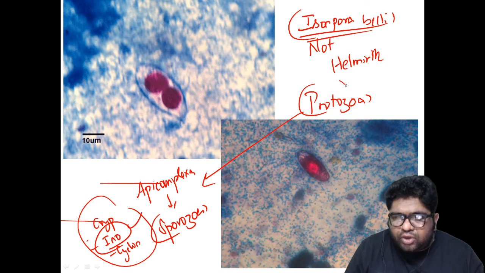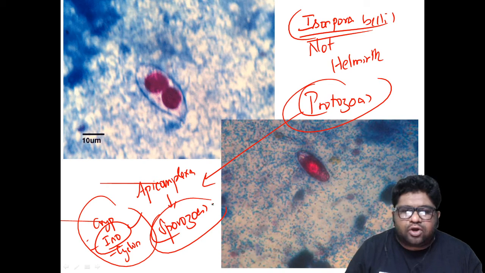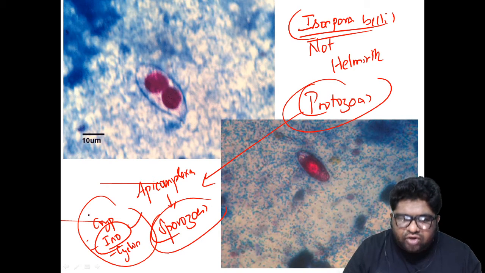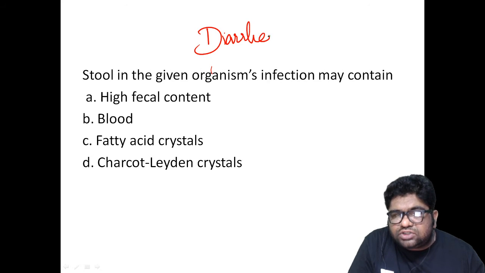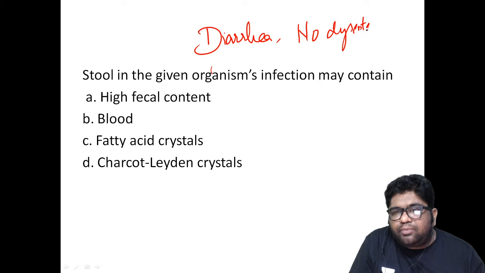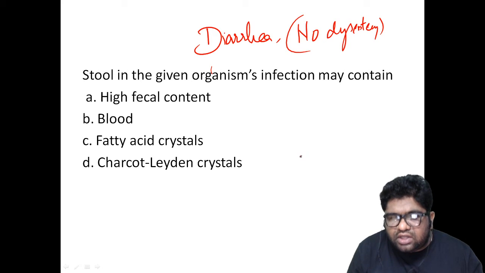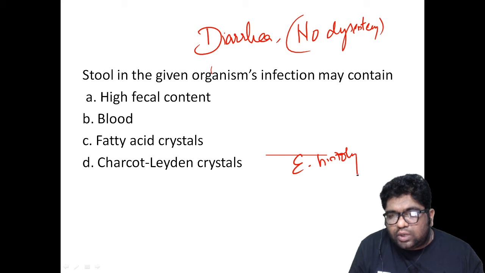And why is it important to know whether it is Isospora belli or not? Why is it important to know it is a protozoan among the Sporozoan family? Because all three organisms, Cryptosporidium, Isospora, Cyclospora, are known for causing only diarrhea. They cannot cause dysentery. Among protozoan organisms, the only organism known for causing dysentery would be Entamoeba histolytica.